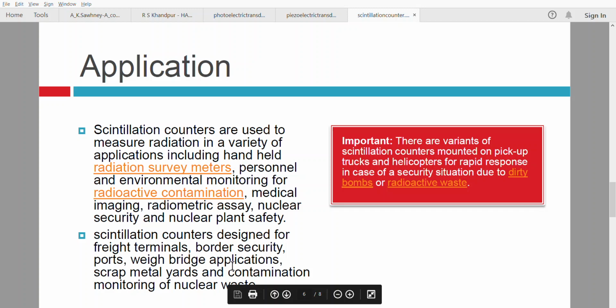Because these radiations are very lethal for humans, in order to make sure that radiations are kept at predefined or certified levels, these devices are used. There are variants of scintillation counters mounted on pickup trucks and helicopters for rapid response in case of security situations due to dirty bombs or radioactive waste.